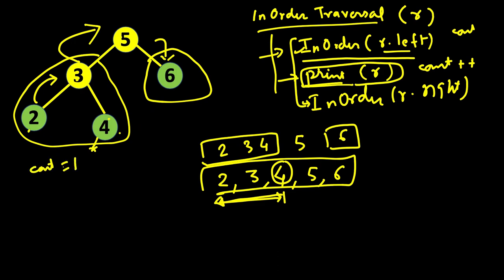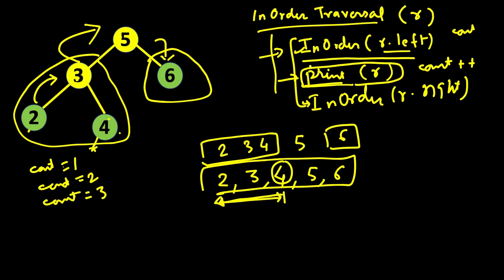When it returns, we print 3. So instead of printing 3, we make count equal to 2. Then it calls for its right subtree, and here left is null. So we want to print 4, but instead of printing, we make count equal to 3.